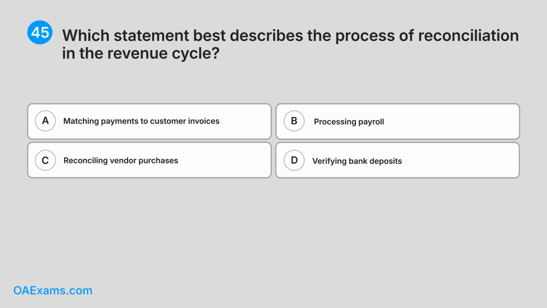45. Which statement best describes the process of reconciliation in the revenue cycle? A. Matching payments to customer invoices. B. Processing payroll. C. Reconciling vendor purchases. D. Verifying bank deposits. Do you know the answer?